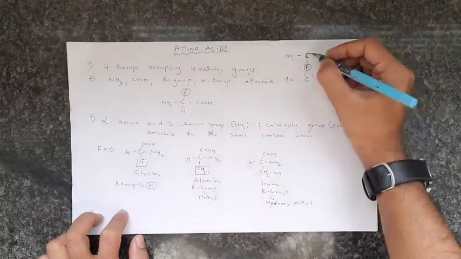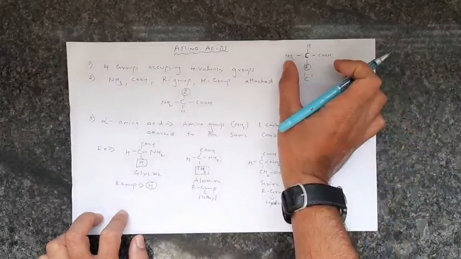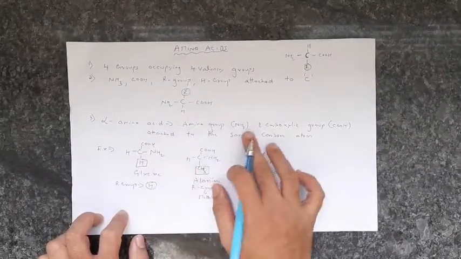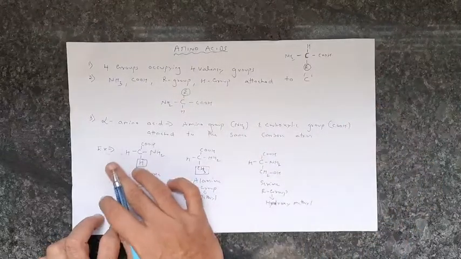And here hydrogen will always be there. This is the basic structure, and this is now called an alpha amino acid: the amino group and carboxyl group attached to the same carbon atom. Done. Okay, so some examples.